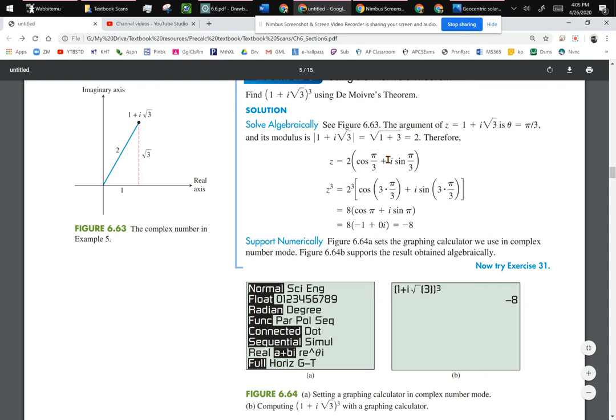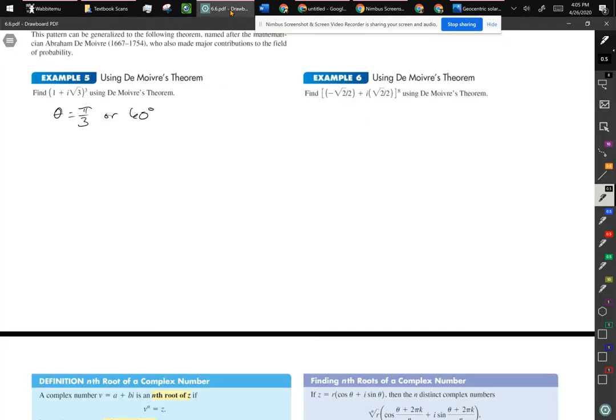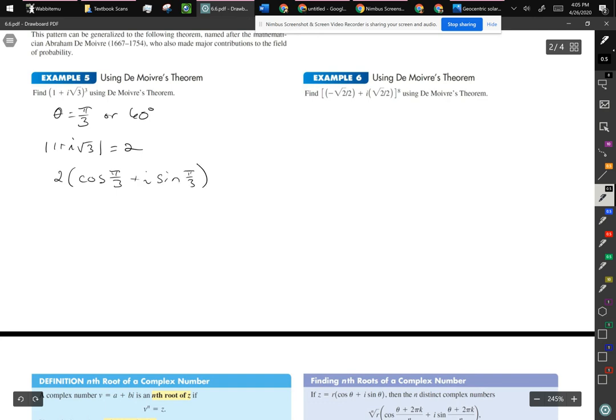And so the other thing is, if you have an opposite of root 3 and an adjacent of 1, then that means your angle is going to be 60 degrees because tangent of 60 is root 3. We've done this a few times already at this point. So let's go ahead. We know the modulus of 1 plus i root 3 is 2. So in polar form, we know that it's 2 cosine of pi over 3 plus i sine of pi over 3.